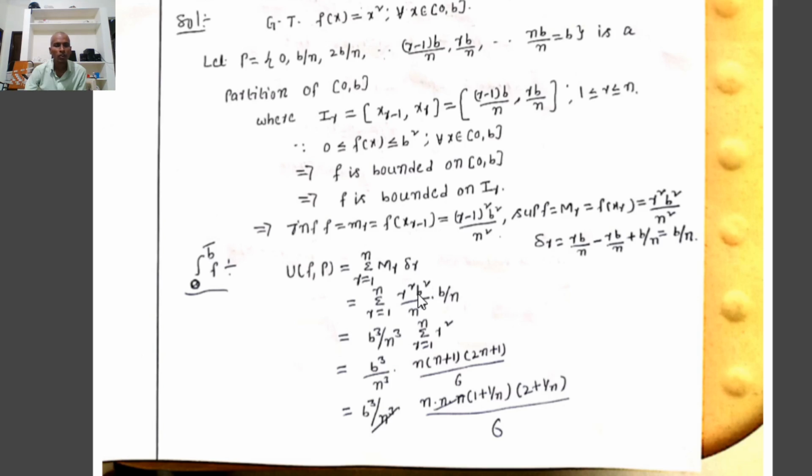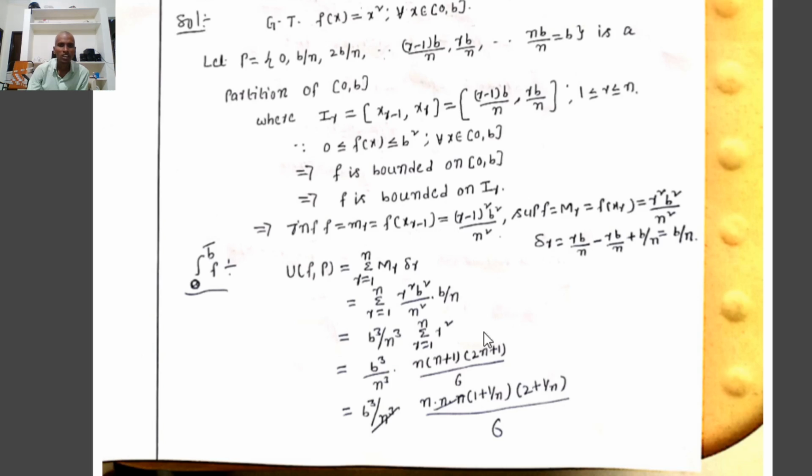Therefore, we observe that b squared by n squared into b by n equals b cubed by n cubed. Taking b cubed by n cubed common outside of the summation, that equals b cubed by n cubed into the summation r equal to 1 to n of r squared, where the summation of r squared equals 1 squared plus 2 squared plus 3 squared plus, and so on, up to n squared.